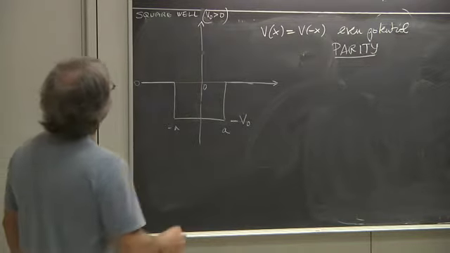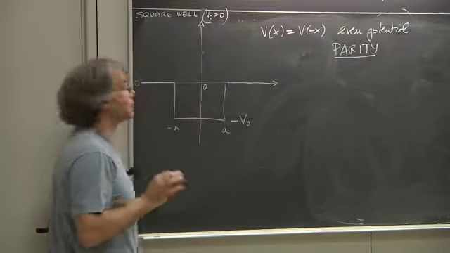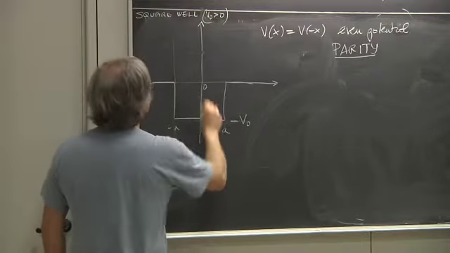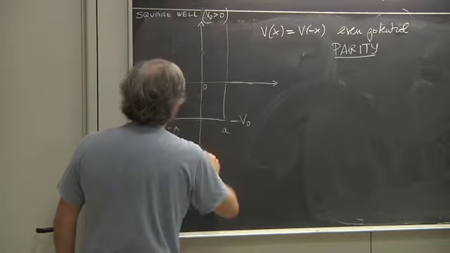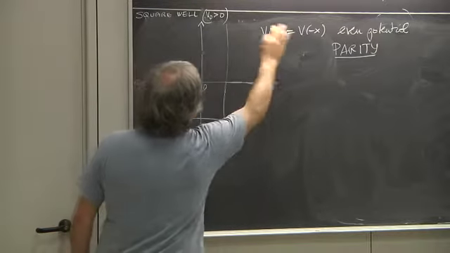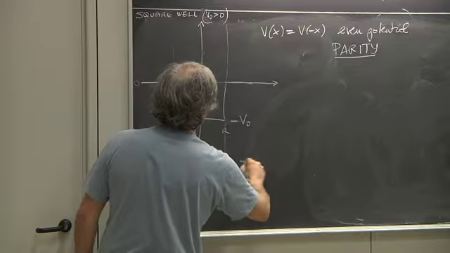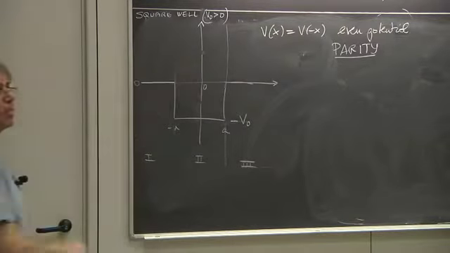Okay, so you realize that now there are three regions of space. The region, say, 1, the region 2 inside the well, and the region 3, which is here, to the right of the disturbance. Okay?